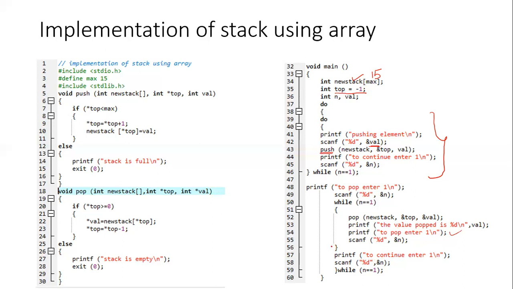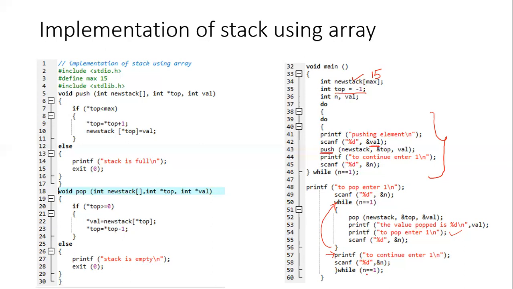After that, the condition will be checked again. Once the condition is satisfied, once it is 1, this will continue. Otherwise, it will come out of the loop and print on the screen, "To continue, enter 1." To continue what? The operation again, starting from the beginning with the pushing operation. Then we take the value 1, or any value, from the user.